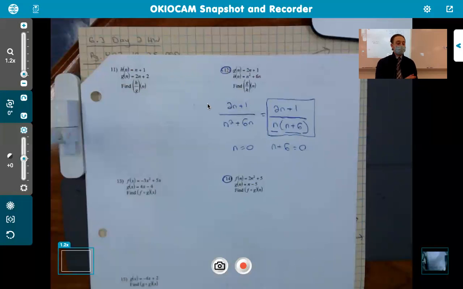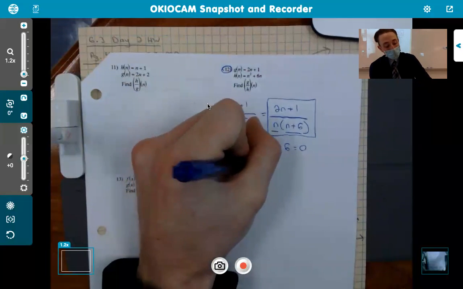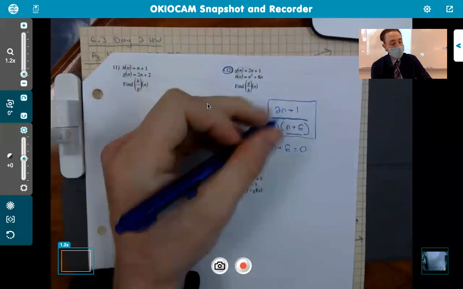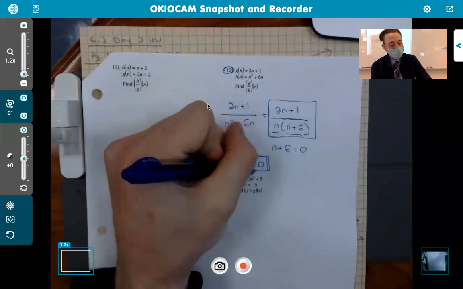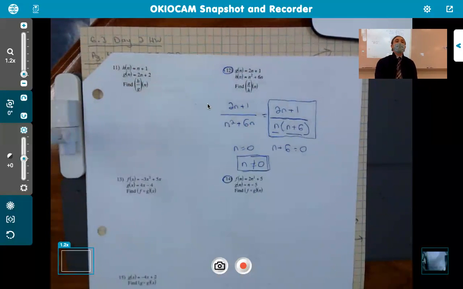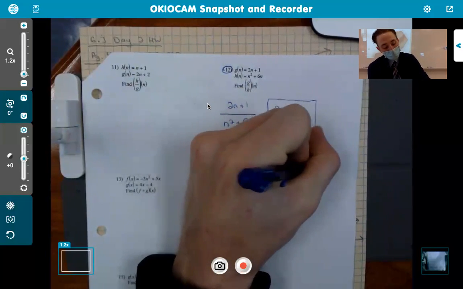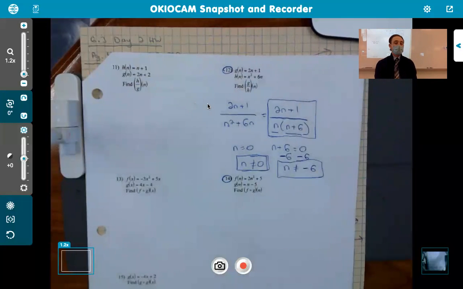Well, right away, we see that there's a restriction, right? What can n not equal? 0. So n can't equal 0 because that's n by itself equal to this number. That's one of my restrictions. How would I solve the other equation? What's the other restriction? Subtract 6 from both sides, and I get n cannot equal -6. Good.